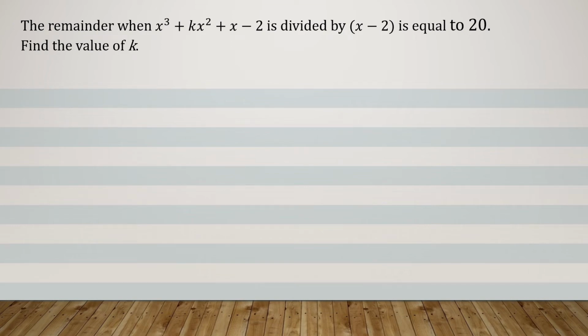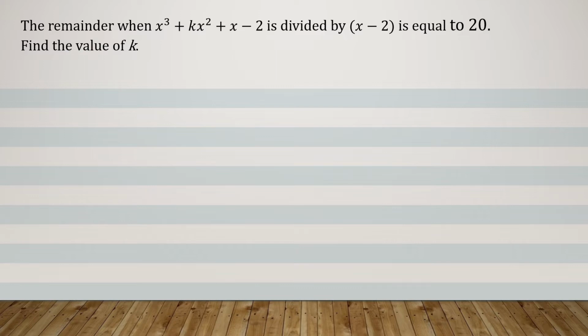Hey everyone, in this question we'll use the remainder theorem to solve this problem. The question states that the remainder when x cubed plus kx squared plus x minus 2 is divided by x minus 2 is equal to 20. Find the value of k.